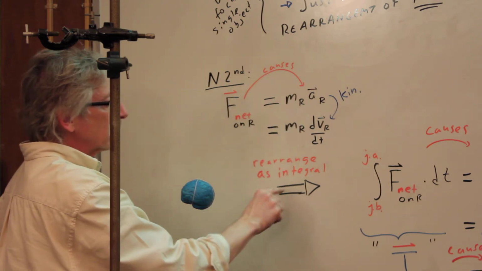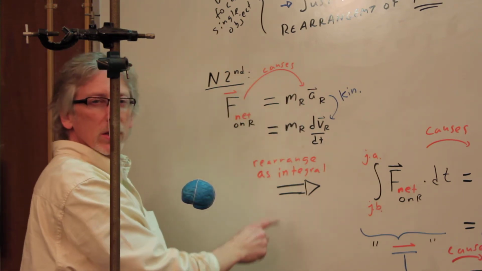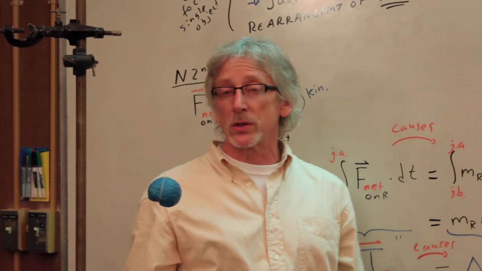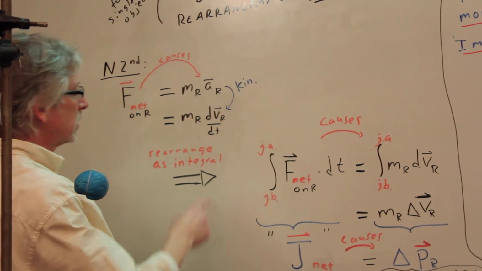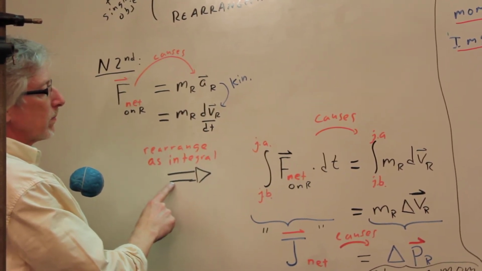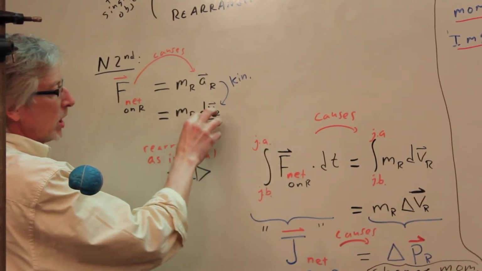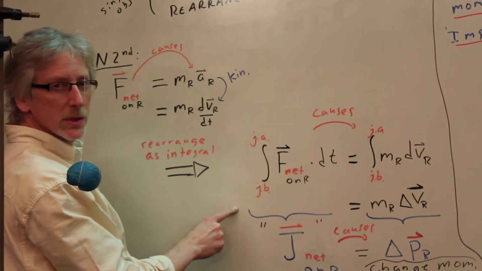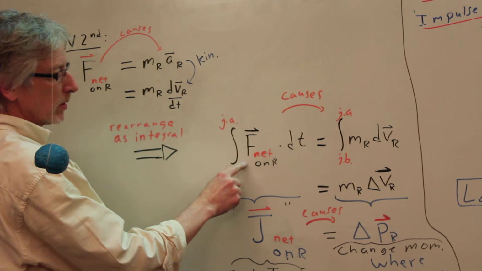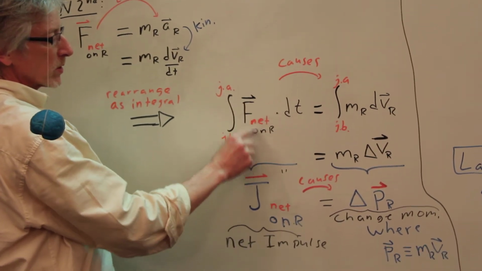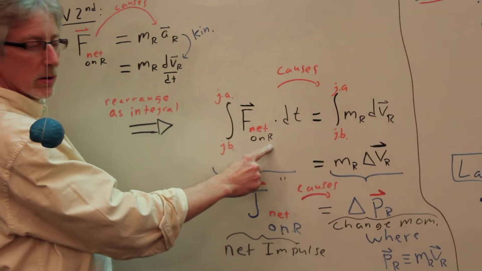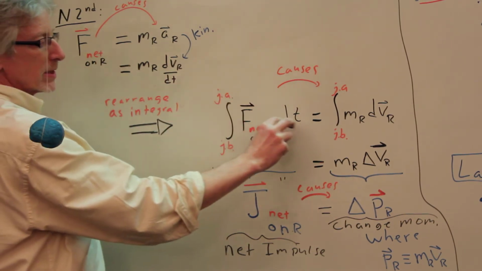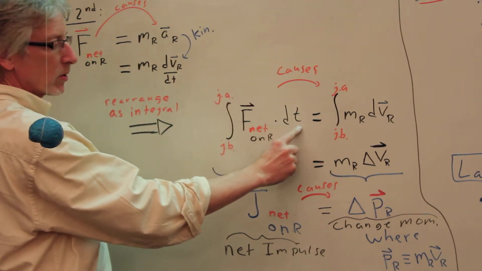Now, let's rearrange this as an integral. You saw this when we were doing the derivation of the constant acceleration equations for kinematics. Let's rearrange this as an integral. You can kind of cheat and think of moving the dt over here, and you'll see some new notation that I've set. The net force vector on r times time, or dt, integrated over that interval.